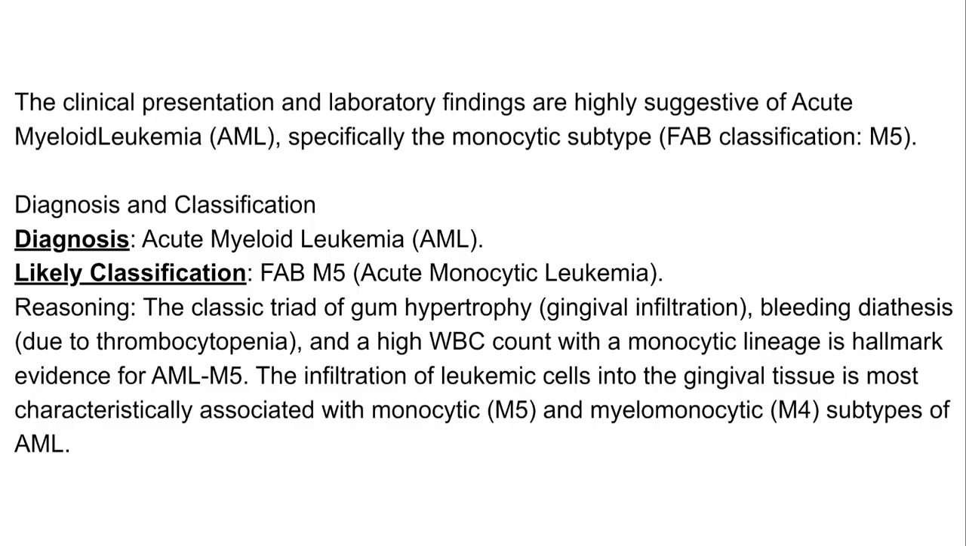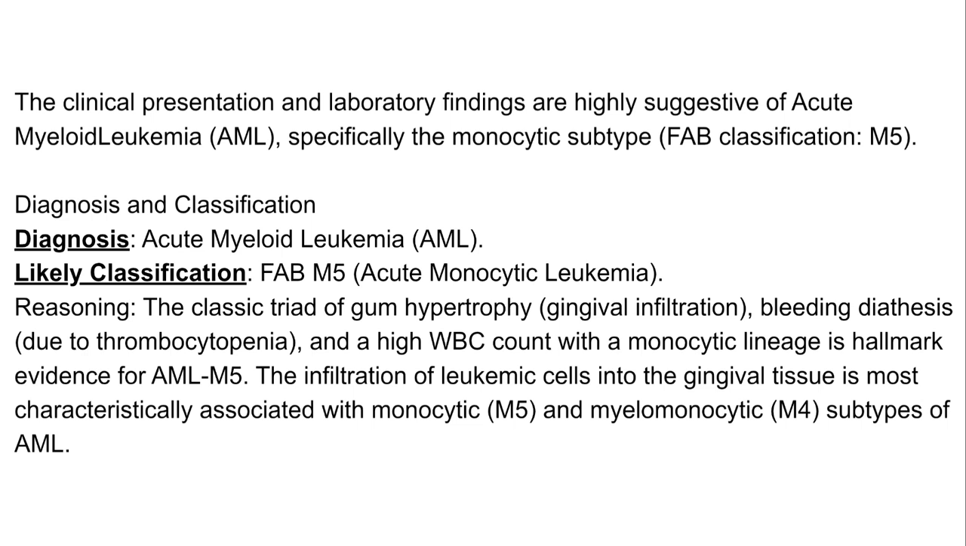Let's delve into the clinical presentation and laboratory findings that strongly indicate an acute myeloid leukemia diagnosis, particularly the monocytic subtype, also known as FAB-M5. To start, the key indicators for this diagnosis include the patient's gum hypertrophy, bleeding tendencies, and a significantly elevated white blood cell count. These symptoms are classic signs of acute myeloid leukemia subtype FAB-M5.